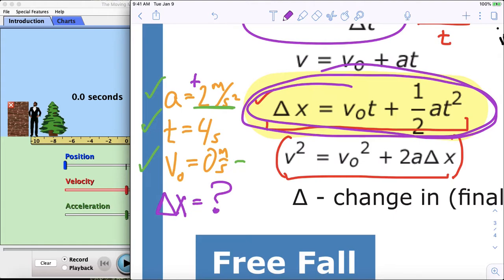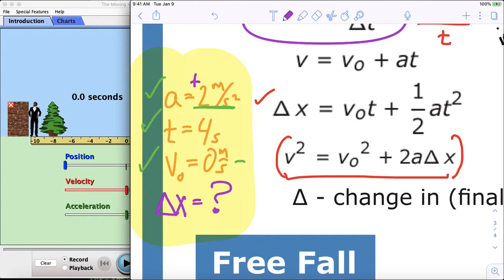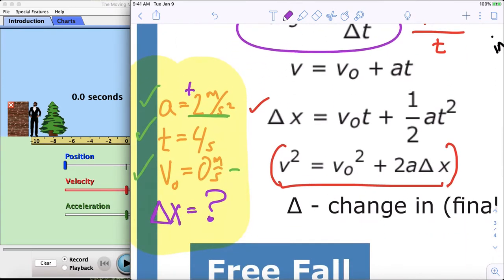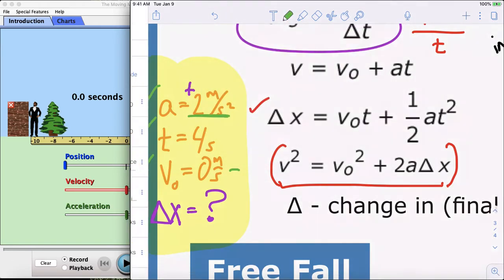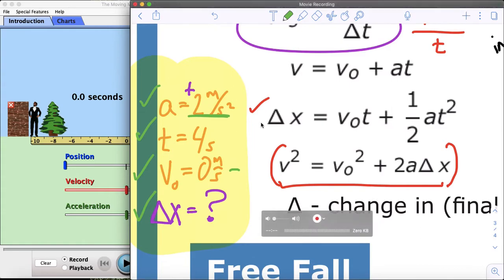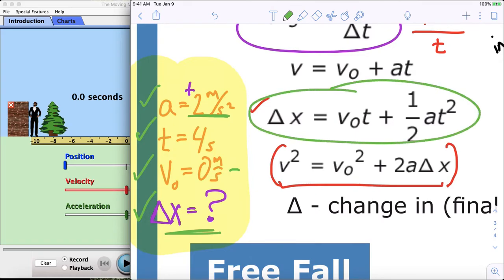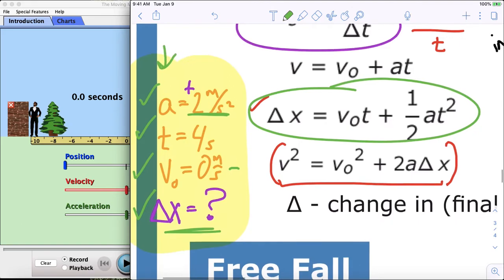I'll write that. I can look at this list right here and decide which equation I can use that has all 4 of these things in it. It has the 3 things I'm given and the thing I'm looking for. So I can just plug in 3 things and then solve for the 4th. So let's try that. If I look, this equation has all 4 of these variables, but no others. So I can choose that equation.